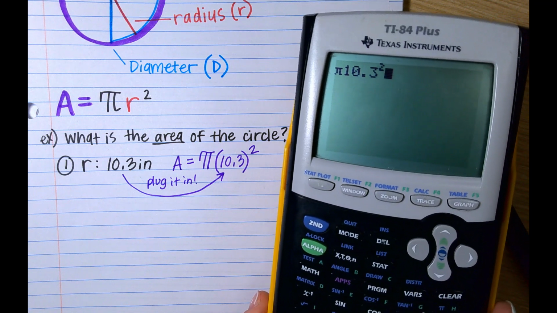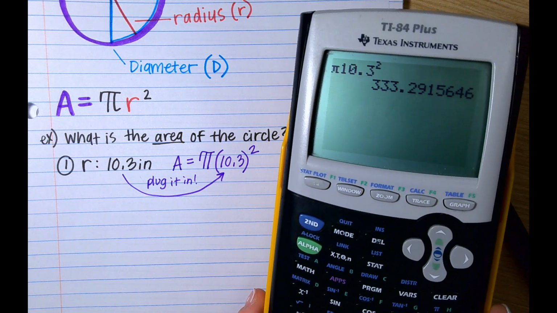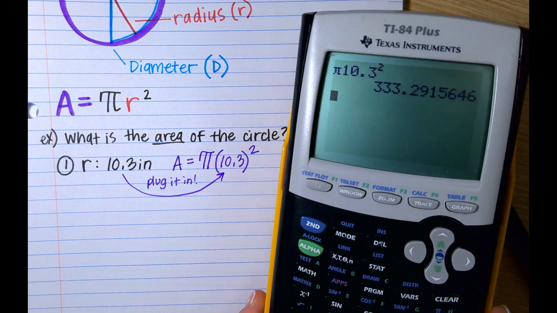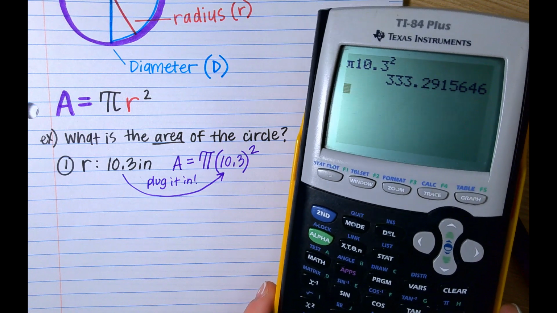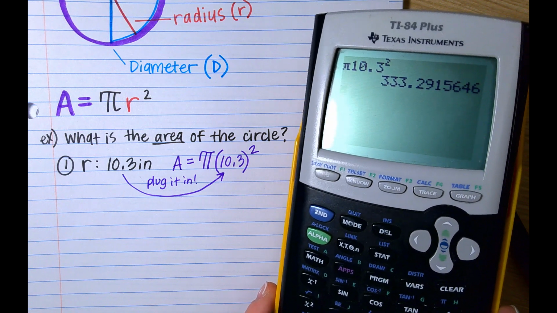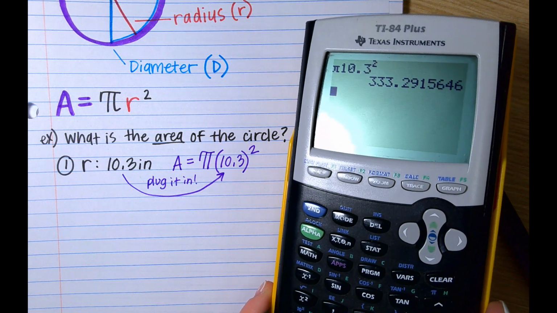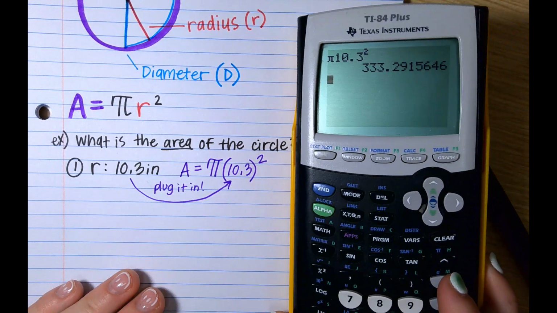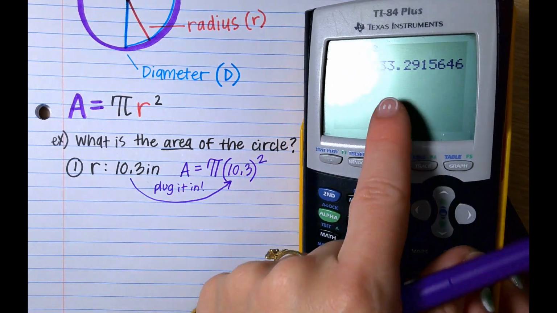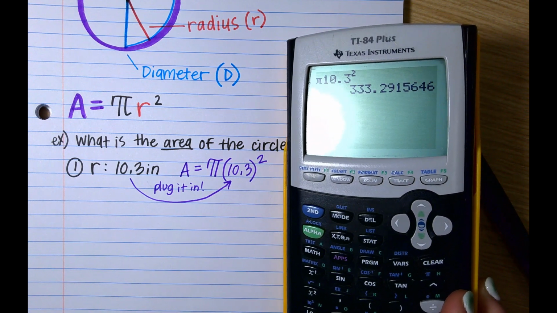When you hit enter, you'll get your answer. That's all you have to do to find the area. You just need the radius and you just type it in. That's the area. Circles can be really easy when we have calculators. Calculators are nice. Okay, so I want everybody to make sure that they can type this in and get this answer, 333.29.